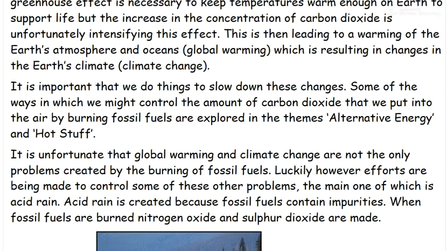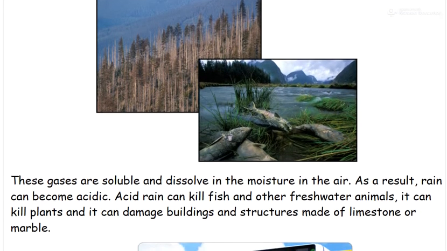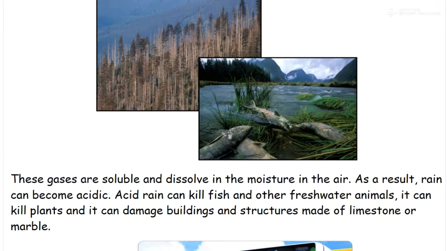It is unfortunate that global warming and climate change are not the only problems created by the burning of fossil fuels. Luckily, however, efforts are being made to control some of these other problems, the main one of which is acid rain. Acid rain is created because fossil fuels contain impurities. When fossil fuels are burned, nitrogen oxide and sulfur dioxide are made. These gases are soluble and dissolve in the moisture in the air. As a result, rain can become acidic.